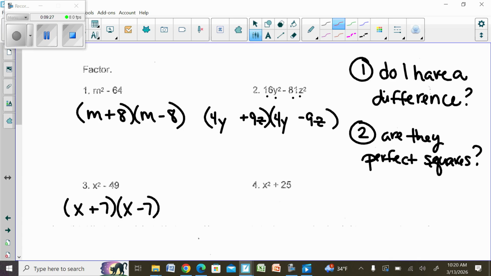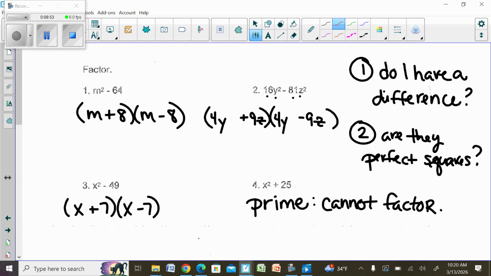Number 4, is there GCF? No. Is there a difference? No. If there's no GCF and it's not a difference of perfect squares, this is what we call prime. Now you haven't seen that yet. I haven't shown that yet. And that means you can't factor it. Prime means cannot factor. There's nothing I can take out of either of those to make it work.